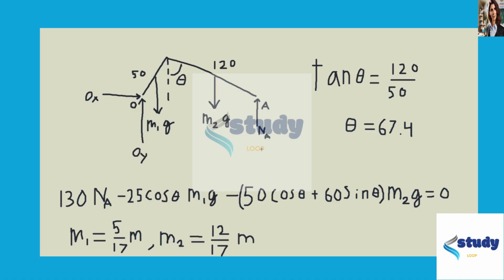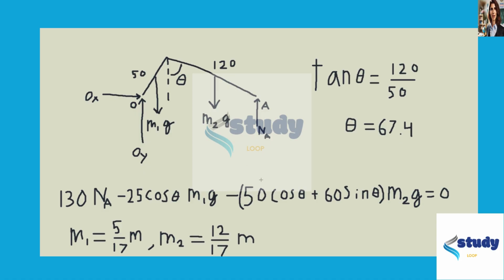So now we can take the moment about O, and we want to take the moment here since it'll let us find NA. And taking the moment here means we don't have to include either of these forces, OX or OY. So that simplifies our calculations a lot. And we also know that M1 is 5/17 times M, and M2 is 12/17 because the bar is uniformly distributed mass. So of the 50 millimeters here and the 120 millimeters here, that's a total of 170 millimeters in length.